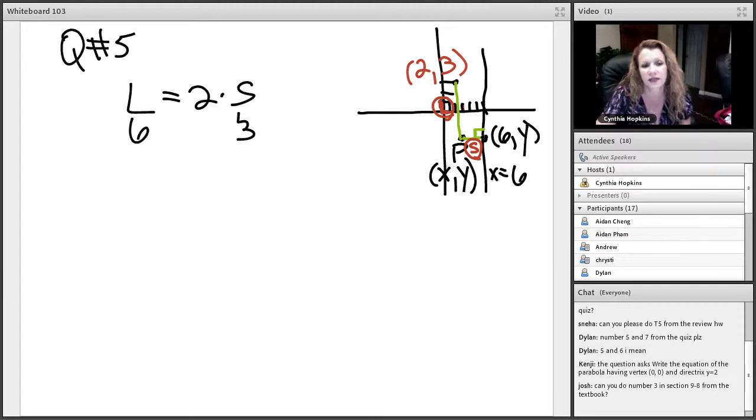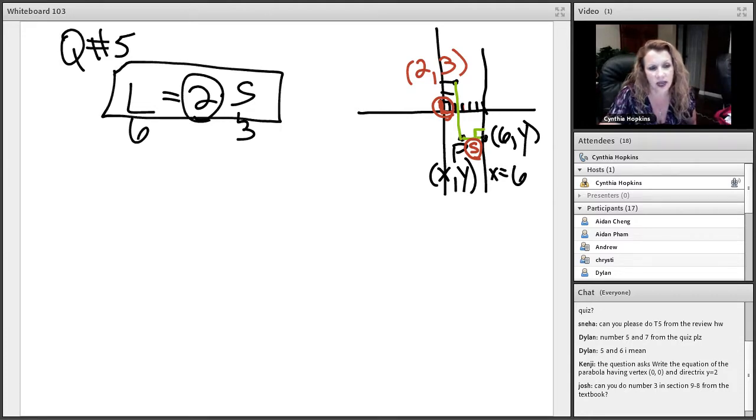Yes, that makes sense. The biggest mistake on these problems is students will take that 2 and they'll put it on the side of the L of the long one. And that's completely wrong. That would give you 2 times 6 equals 3. Well, it doesn't. 2 times 6 is 12, not 3. So that doesn't make sense. Okay, then I'm going to use this equation that I just wrote, L equals 2 times S, and that's going to tell me how to do my distance formula and find my equation.